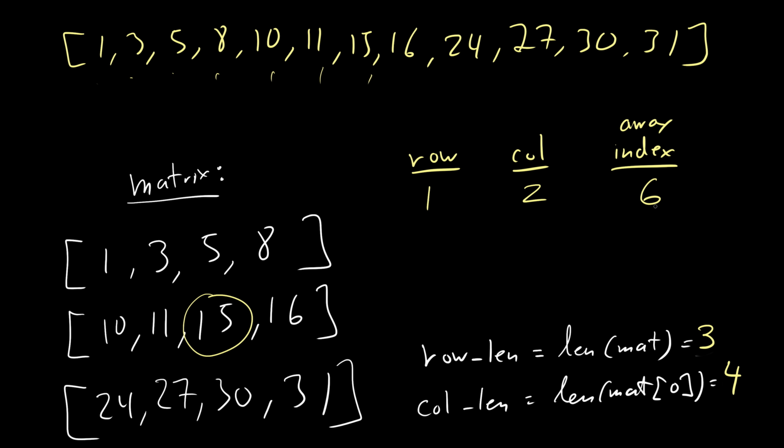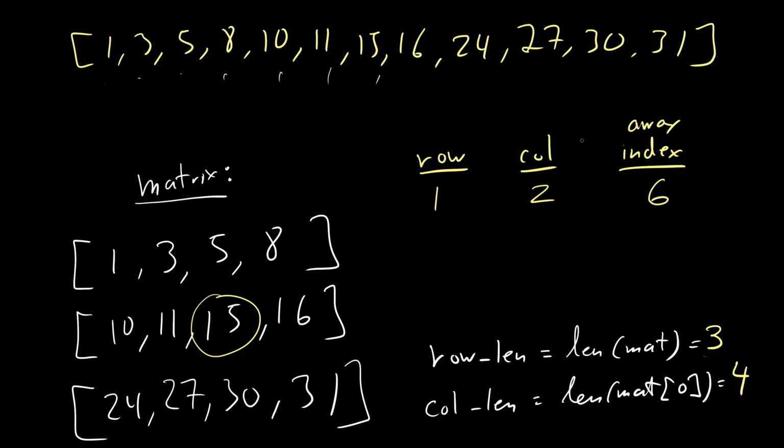So what kind of operation can you do on 6 to get 1 and 2? The key here is to divide the array index by the column length to get the row, right? And the reason why is because you want to know which row it is: is it the 0th row, the first row, or the second row? Then what you want to do is divide by 4 because the column length is 4, and then it will tell you in which row it is.